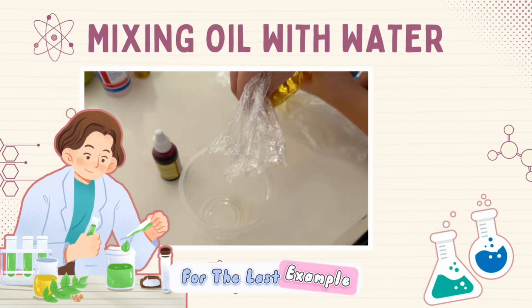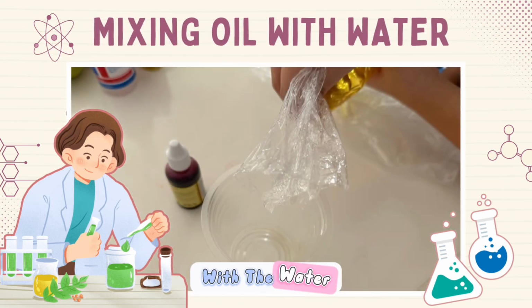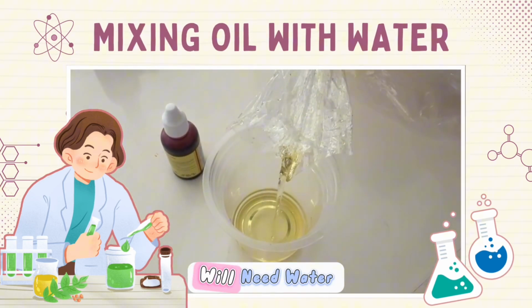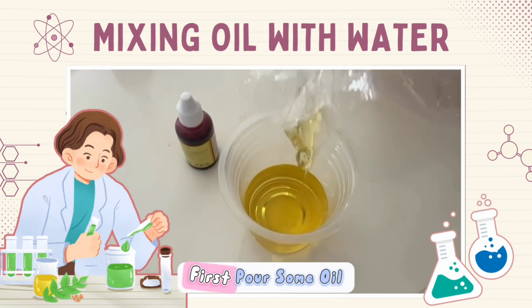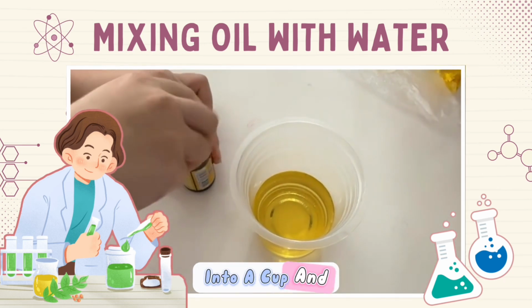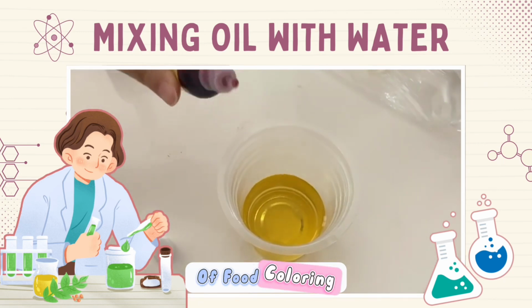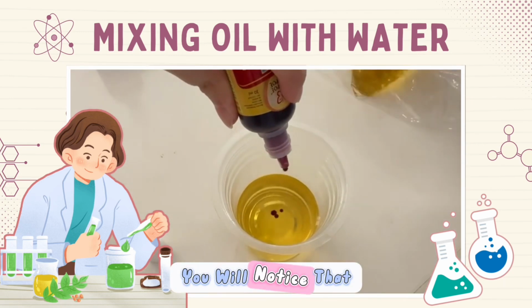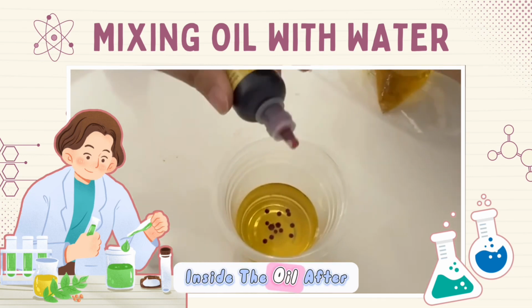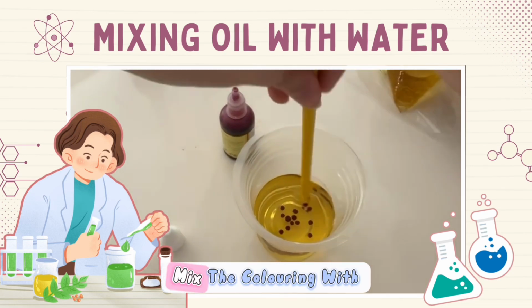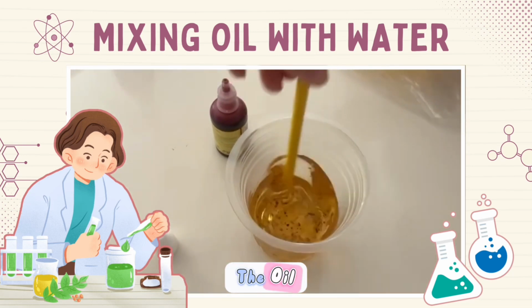For the last example, we will mix oil with the water. In this activity, we will need water, oil, and a few drops of food coloring. First, pour some oil into a cup and add a few drops of food coloring. You will notice that the color stays in small droplets inside the oil. After that, mix the coloring with the oil.